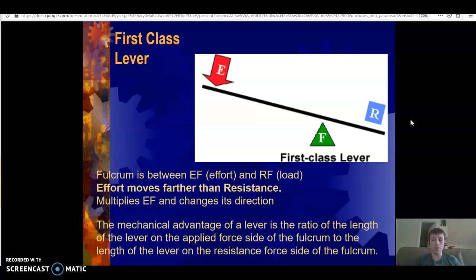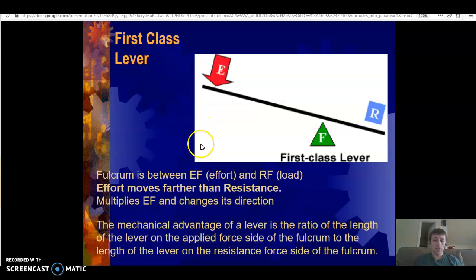Levers are very interesting because you have three different kinds. This is the first class lever. A first class lever is probably what you're used to seeing. This is kind of like a seesaw. You have a load on one side, and you're going to apply an effort on the other side to lift it up.